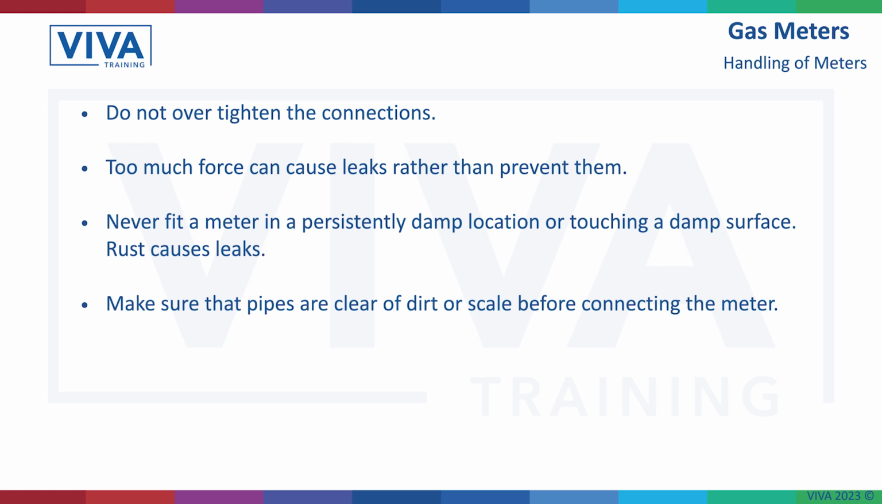Years ago, gas meters used to be fitted into cellars. They don't tend to be fitted in cellars these days because cellars are damp, and modern houses don't tend to have cellars. And the problem is, damp surfaces used to cause the meters to rust and cause corrosion and cause problems. Make sure when we're connecting a meter up, there's no dirt in the pipework or anything like that, which is going to cause problems.